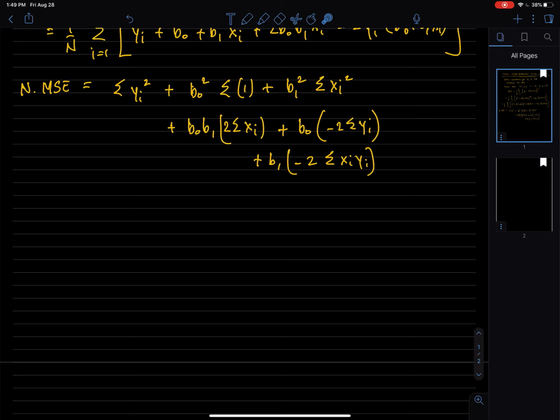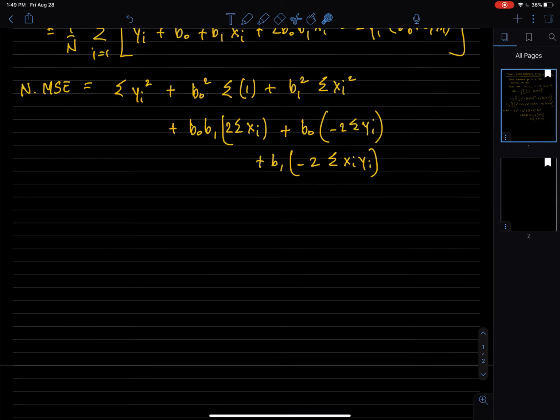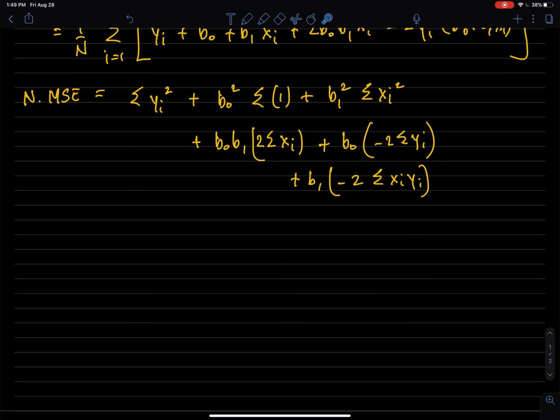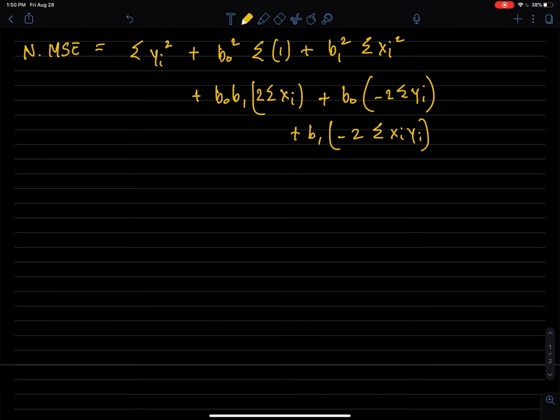Okay, so this is some quantity. Now we want to minimize this quantity with respect to b naught and b1. In other words, we want to find the value of b naught and b1 that minimizes this quantity. Okay, so how do we do that? To minimize this quantity, we just set the partial derivatives of this quantity with respect to b naught and b1 equal to 0.